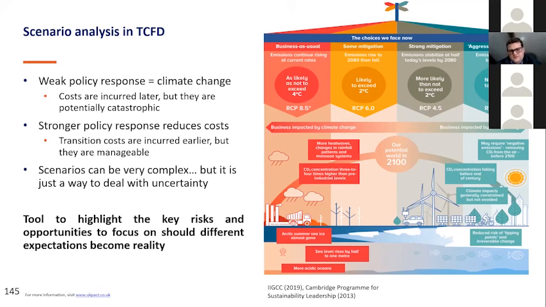If we see a stronger policy response up front, it's going to allow us to address transition costs earlier in the process, resulting in those costs being more manageable. And so there's a trade-off. There are trade-offs between a weaker policy response and the climate change impacts, or a stronger policy response and the climate change impacts. And so scenario analysis is really, in terms of climate risk, an opportunity to look at these different variables and to see what is most appropriate.